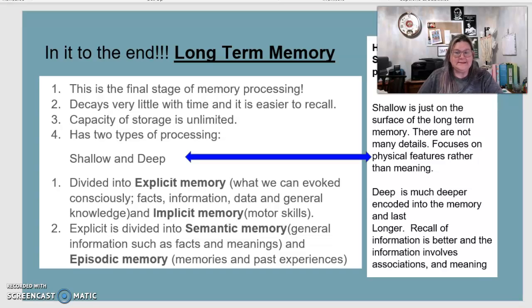Then explicit is further divided into semantic memories and episodic memories. Semantic memory is general information such as facts and meanings, and episodic memory is memories and past experiences. So episodic is something that has to do with you, and semantic is something that you just know, something you've heard, you've been told.